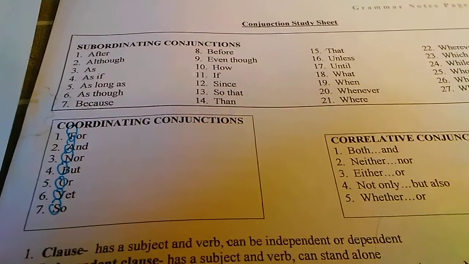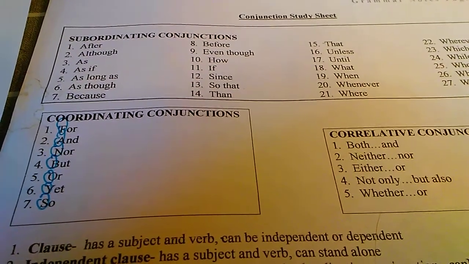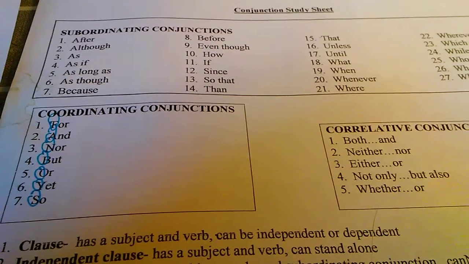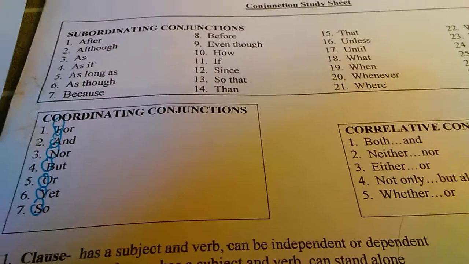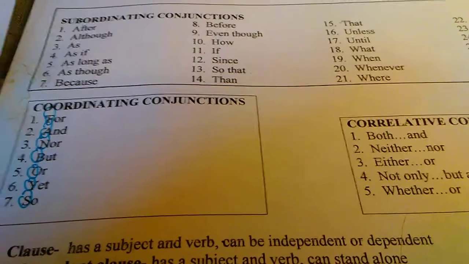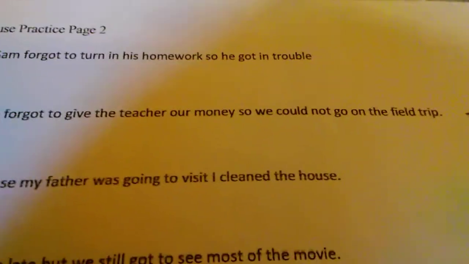So when you see a coordinating conjunction, it has nothing to do with making your clause independent or dependent. So pretty much you just can ignore it, and then it doesn't make your clause dependent. So subordinating conjunctions are the only thing that can make your clause dependent. So let's look at page 2, number 13.